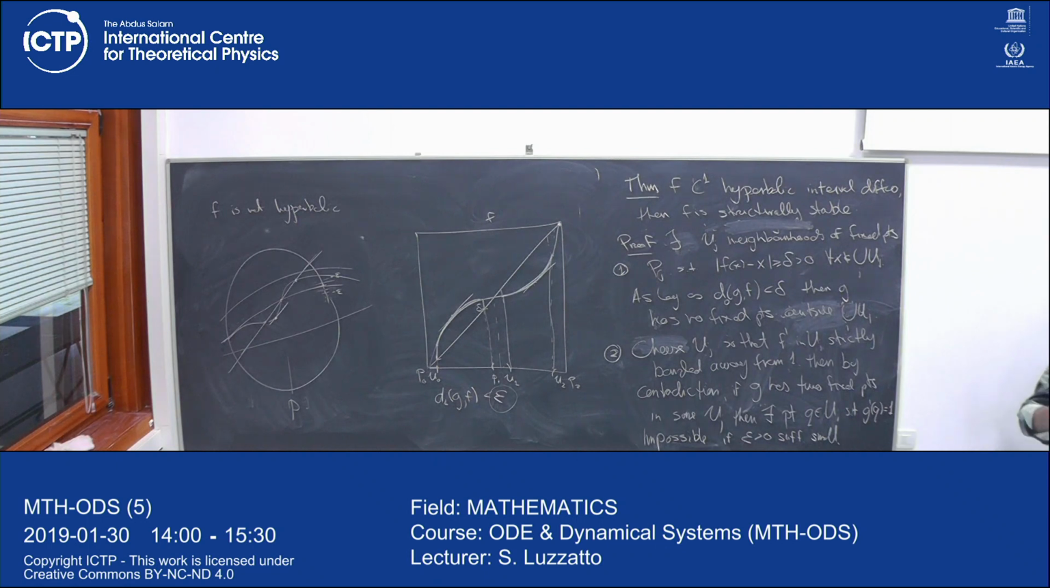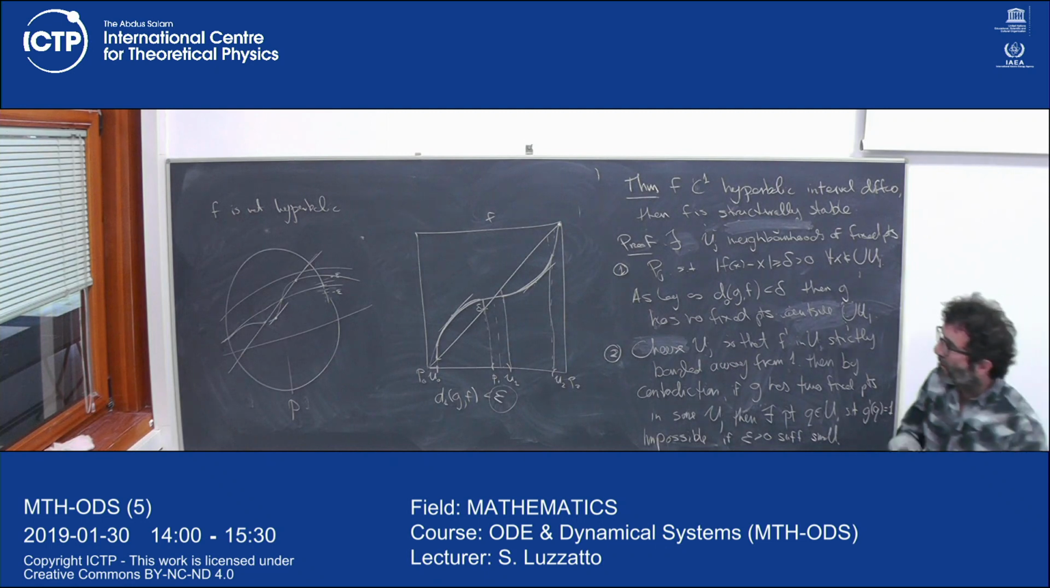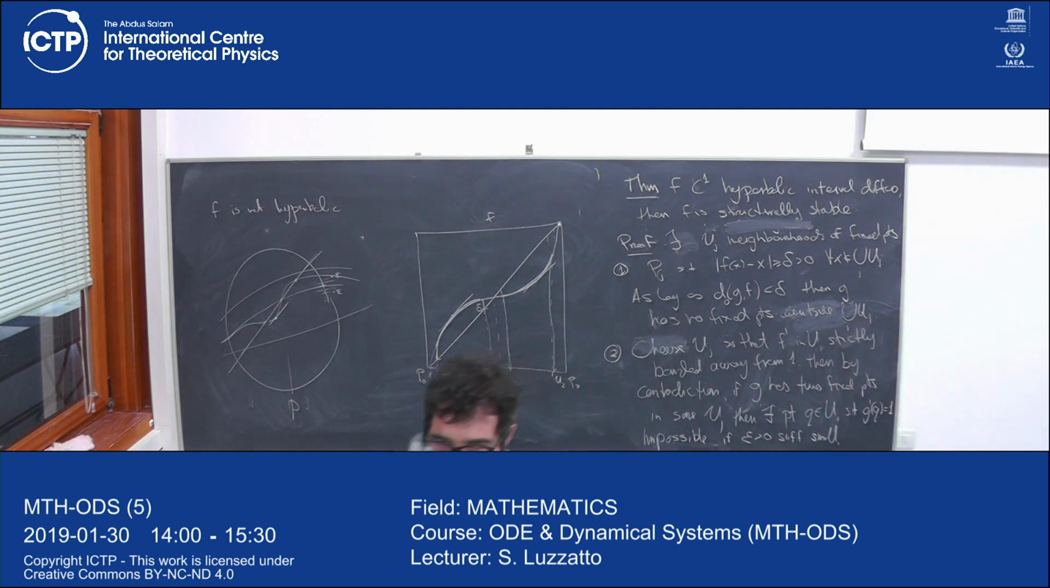Of course, there are many issues with exactly what this topological structure is, and whether it's enough information. But this is the basic philosophy: structural stability is a very important property. Understanding which dynamical systems are structurally stable really means that they are robust in some sense. Okay, thank you very much.